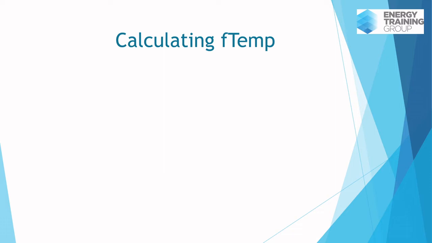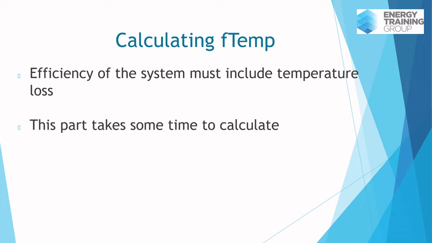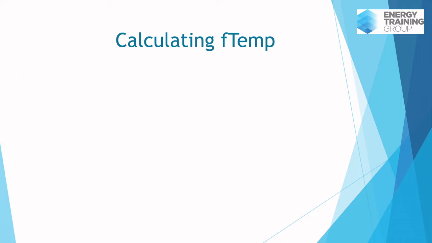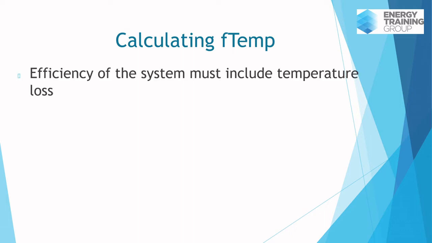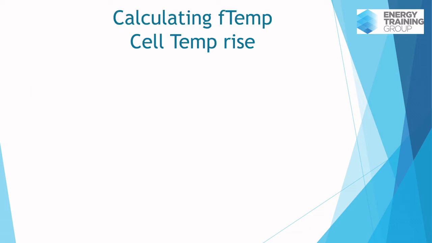Now the big one is to calculate temperature loss, also known as fTemp. We must include temperature loss in our efficiency calculation, and this is the part that takes some time to calculate. It's not quite as easy as just doing a conversion from a loss to an efficiency. So the first thing we need to work out is what our average cell temp is.